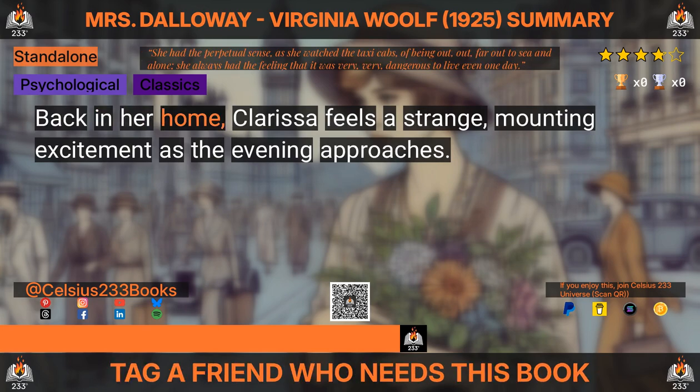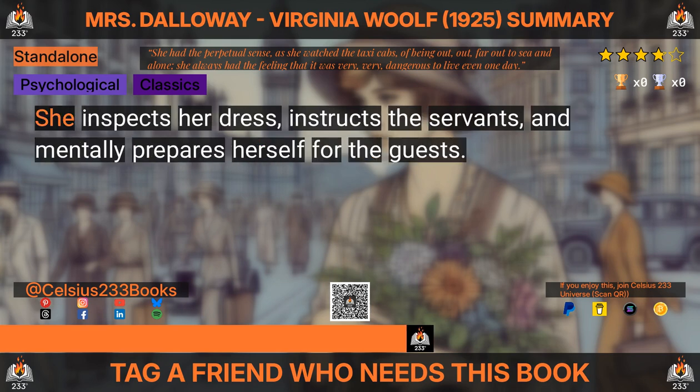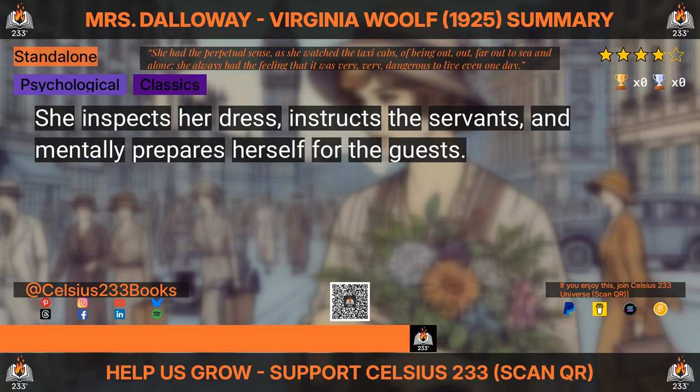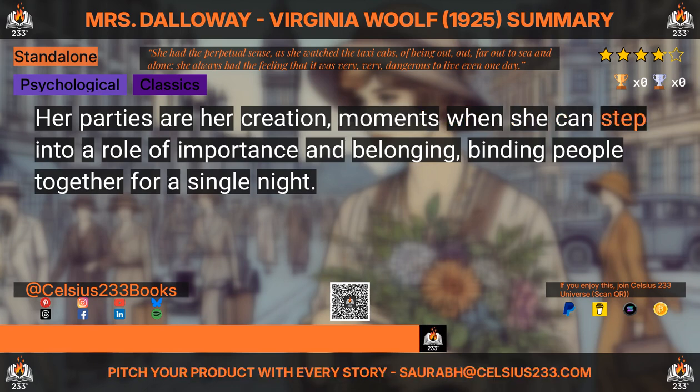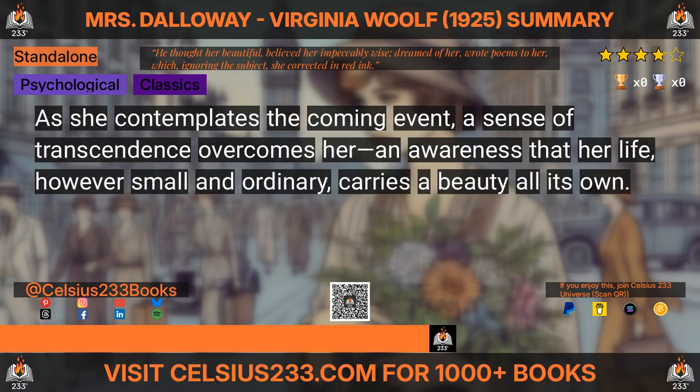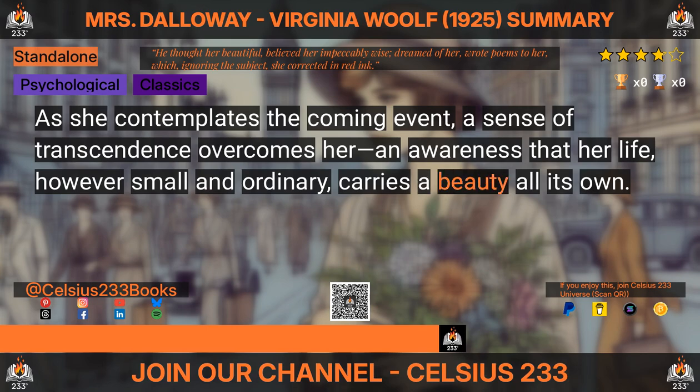Back in her home, Clarissa feels a strange, mounting excitement as the evening approaches. She inspects her dress, instructs the servants, and mentally prepares herself for the guests. Her parties are her creation, moments when she can step into a role of importance and belonging, binding people together for a single night. As she contemplates the coming event, a sense of transcendence overcomes her, an awareness that her life, however small and ordinary, carries a beauty all its own.